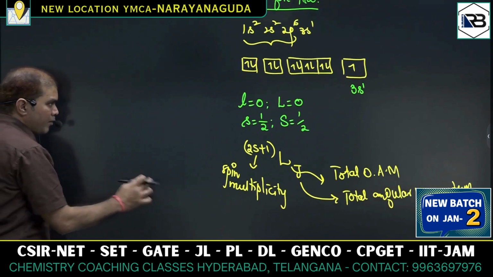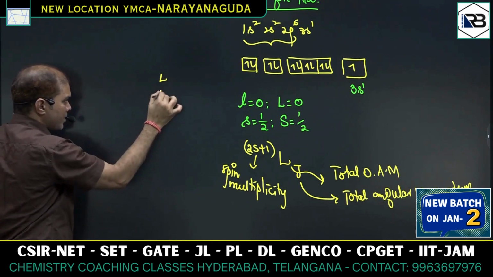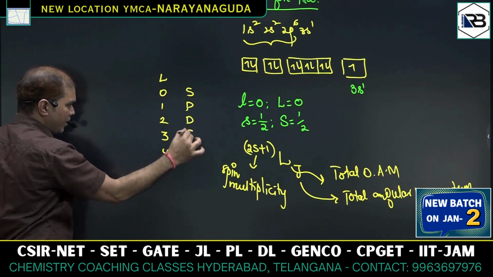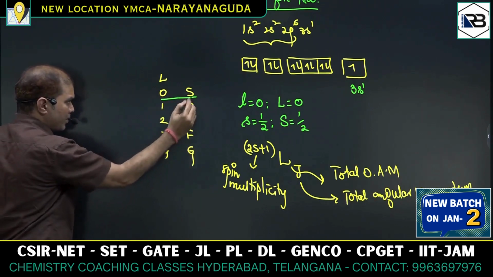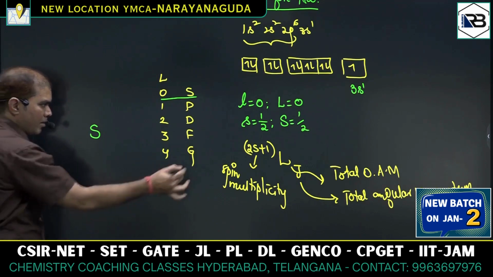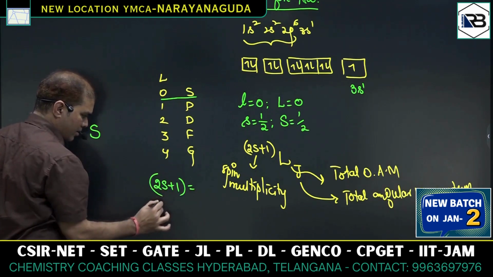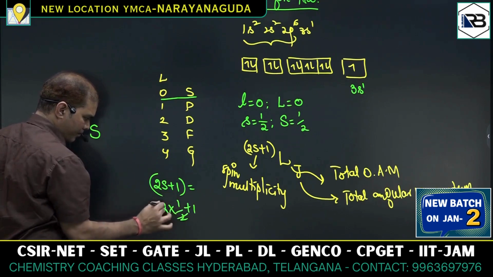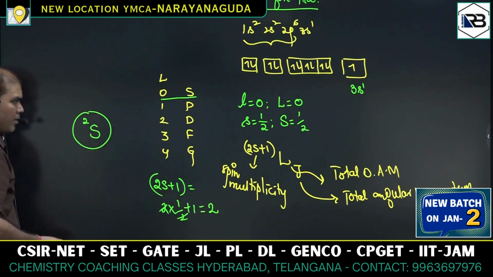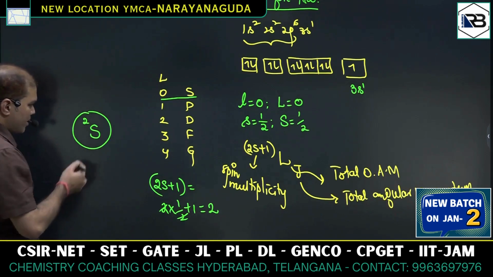Now let us find out. We have L equal to 0. For L equal to 0, 1, 2, 3, 4, we have the symbols S, P, D, F, G and so on. So for 0, the symbol is capital S. Spin multiplicity: the total spin is 1 by 2, so 2S plus 1 equals 2 into half plus 1, which is 2, a doublet. So we have doublet S. This is the term symbol for sodium in the ground state. But this is only doublet S, this is not a state.